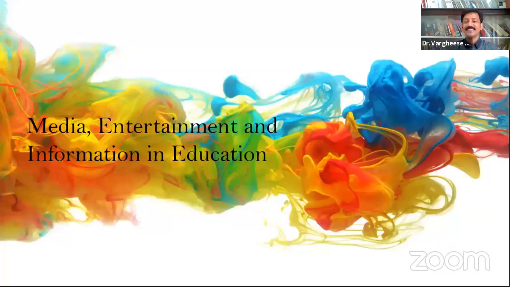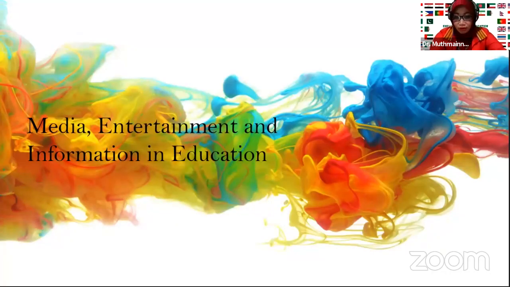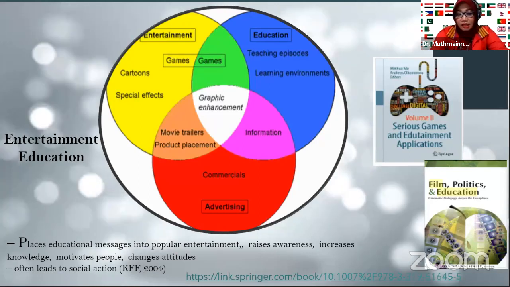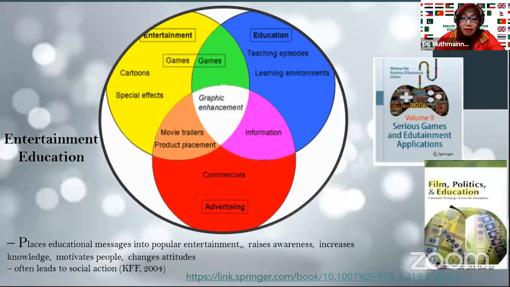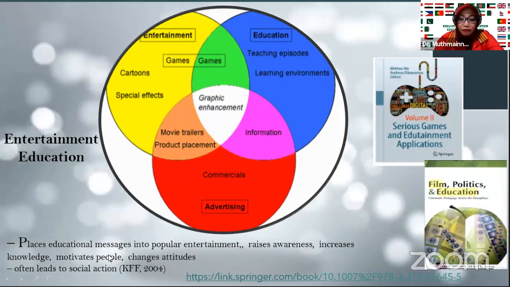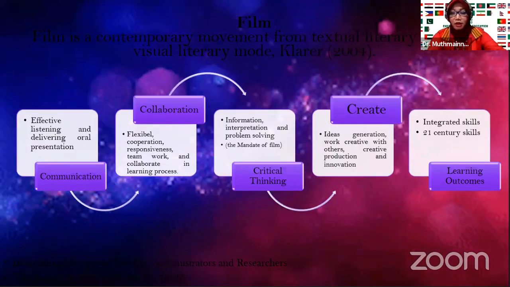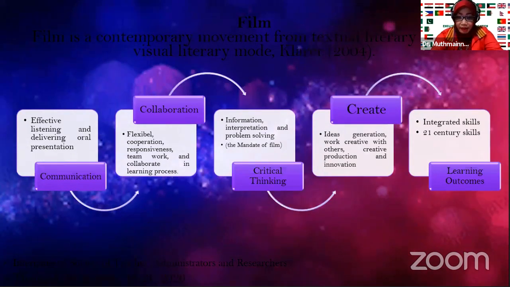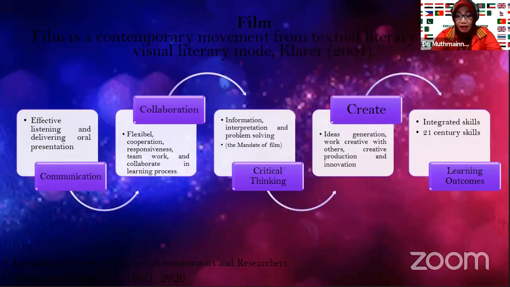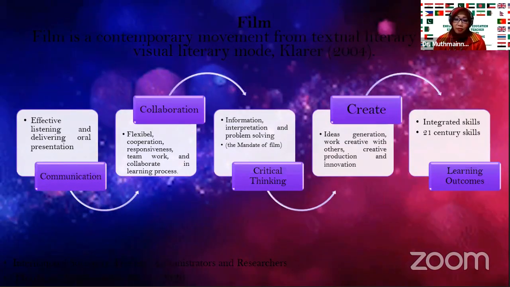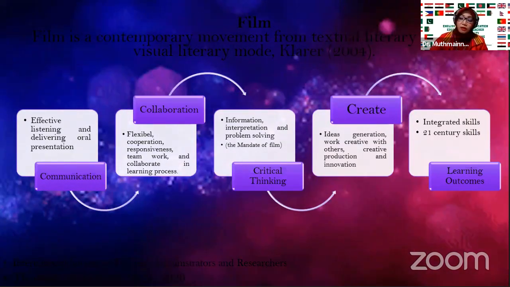Yeah. And what about media, entertainment, and information in education? Namely, we have entertainment and education. This can be applied, because right now we can use entertainment, for example movies or games, or TGT, namely team game tournament, or cooperative learning, because this is motivating, enjoyable, and fun. And how do you cover this in your classroom? For example, you can use a film to improve your students' 21st-century skills. This is flexible and effective for learning, effective listening, and delivering oral presentations. They can collaborate, think critically, and this improves students' 21st-century skills and Bloom's taxonomy.